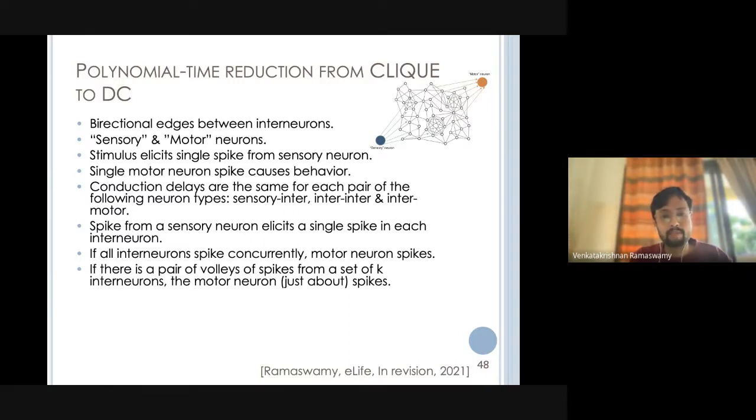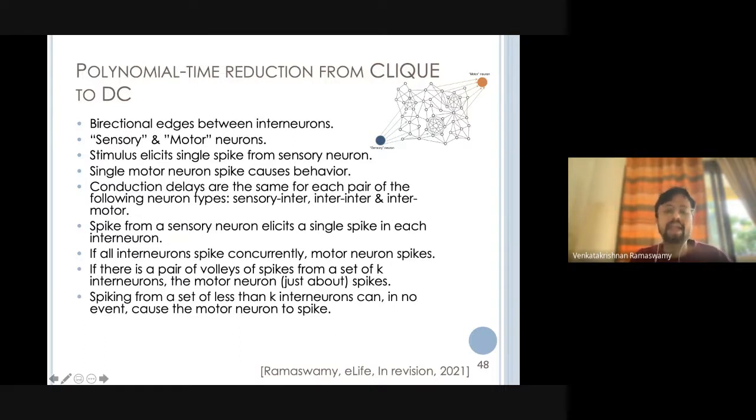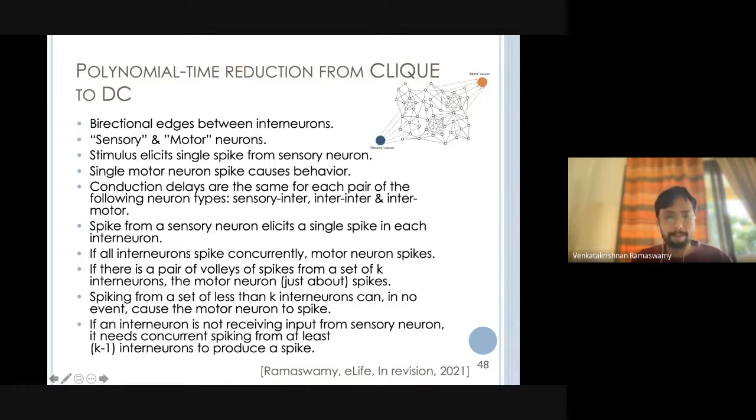Now, if there is a pair of volleys of spikes from a set of k interneurons, the motor neuron also just about spikes, right? So in other words, if there are k interneurons which send one set of spikes, and at the next time instant they send another volley of k spikes, then that is sufficient stimulation for the motor neuron to spike, right? So you can set up this motor neuron for this to happen. So spiking from a set of less than k interneurons, however, can in no event cause the motor neuron to spike. And finally, if an interneuron is not receiving input from a sensory neuron, it needs concurrent spiking from at least k minus 1 other interneurons to produce a spike, right?